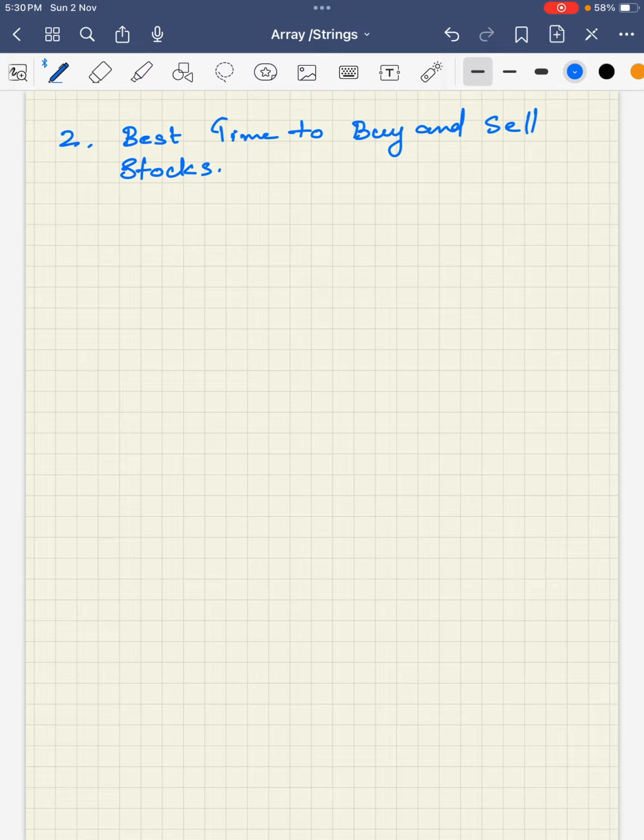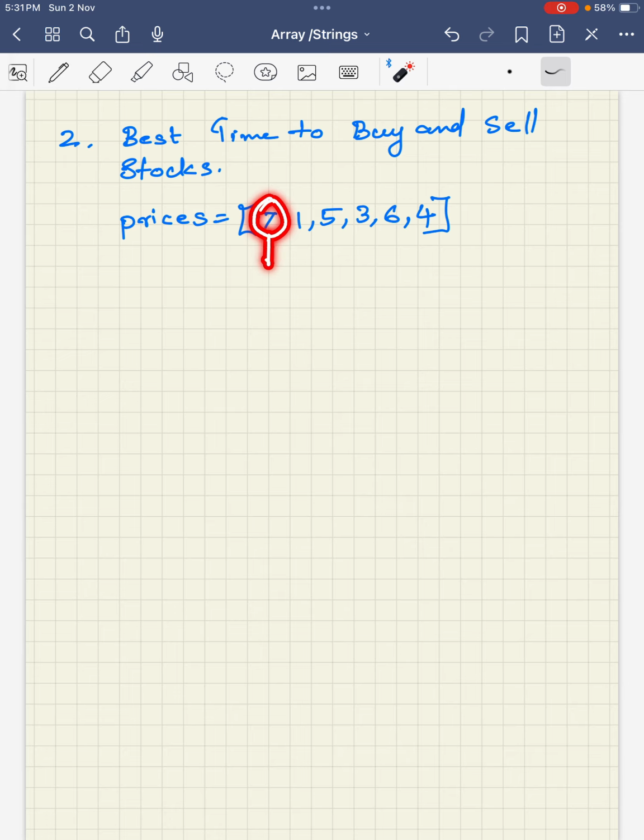So let's try to understand the problem statement. You are given an integer array, prices, and this array consists of the stock price on a particular day. For example, if we have something like 7 1 5 3 6 4, then 7 represents the price on day 1, 1 represents the price on day 2, and 5 represents the price on day 3, and so forth.